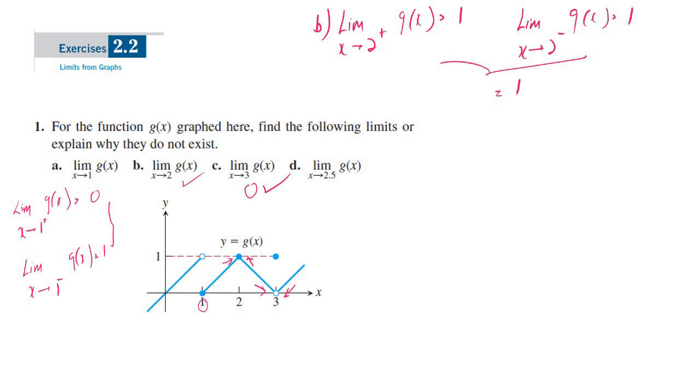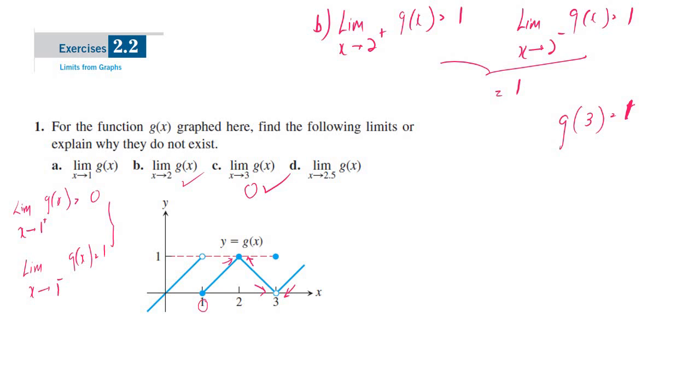Though g of 3 is equal to 1, that doesn't matter. Limit is all about just before 3, what happens? Just after 3, what happens?